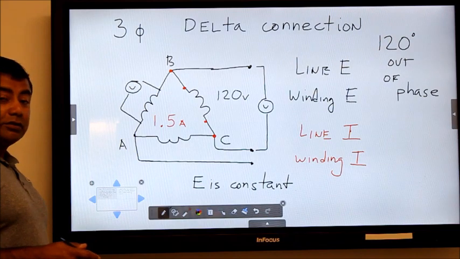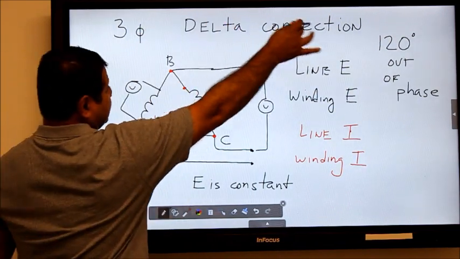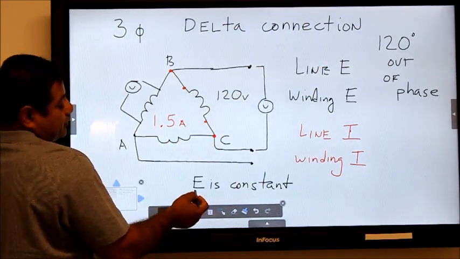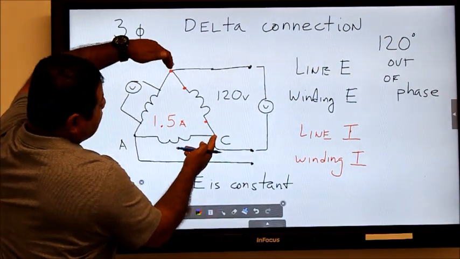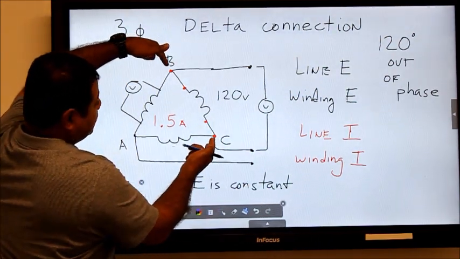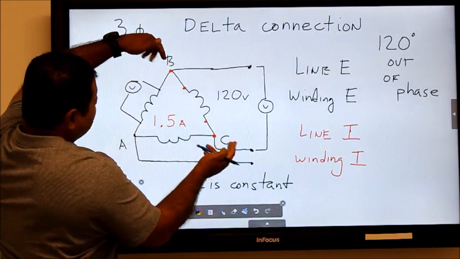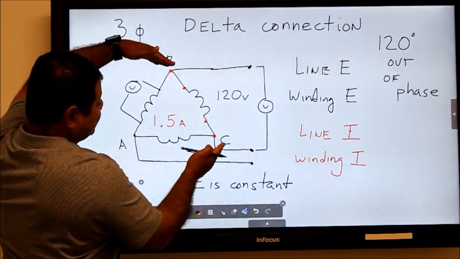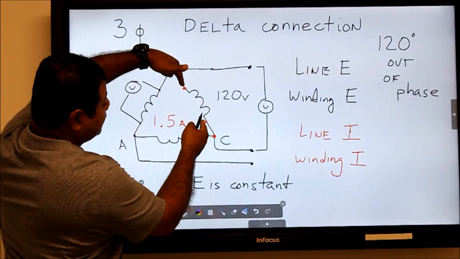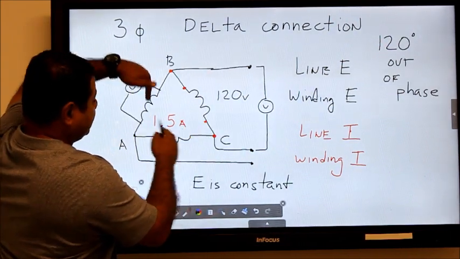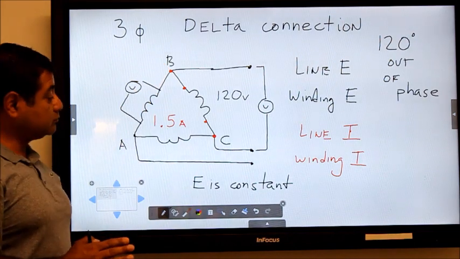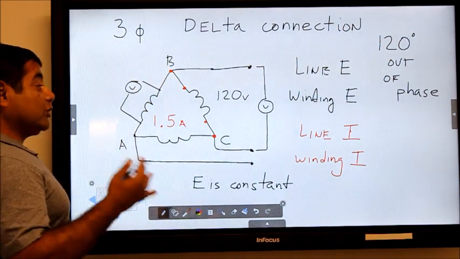This is very important. So in a three-phase delta connection, the voltage is constant, meaning the voltage across the lines from B phase to C phase, B phase to A phase, whatever combination you choose, is the same as the voltage you're going to get if you apply the voltmeter across the single winding. You'll get the same kind. Okay? Now let's look at the current.